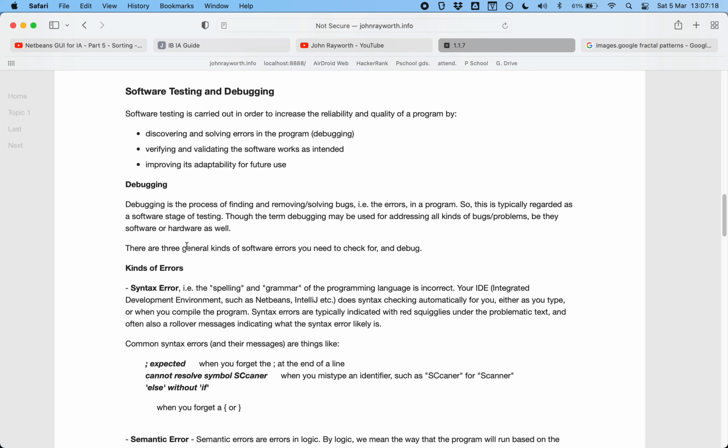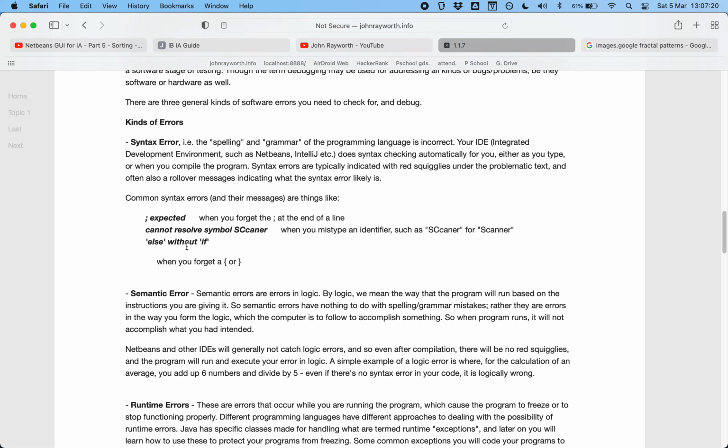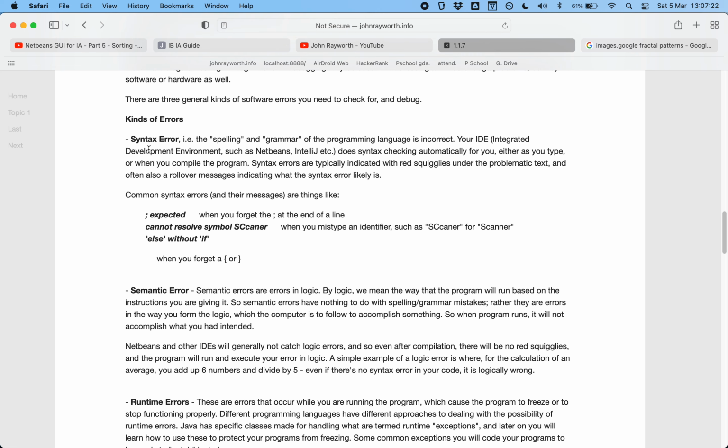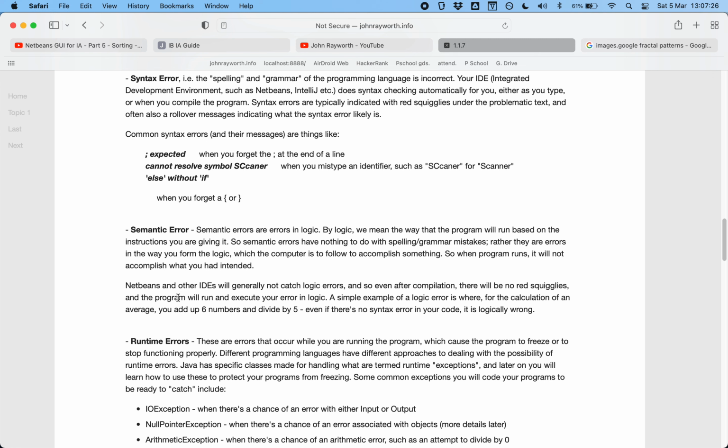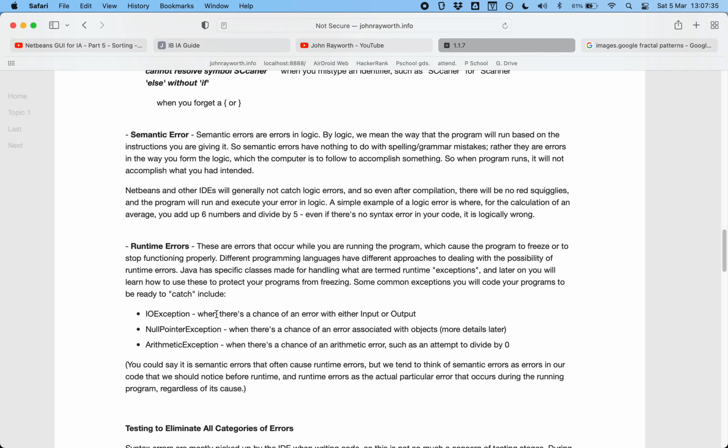So here's where we talk about the different kinds of errors that you can debug. Syntax errors, errors of spelling, semantics errors, errors in intent, no spelling mistakes, no punctuation problems, but you just didn't do the right steps. And runtime errors, which I talked a little bit about in class. And if you weren't there, don't worry too much about it because it's not a big part of the course.